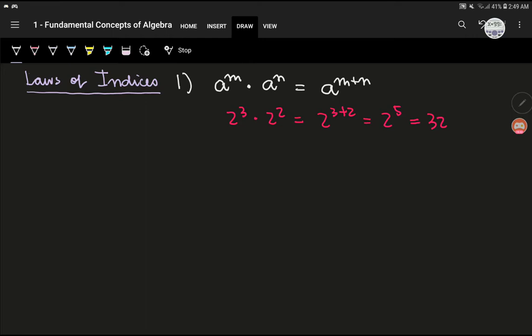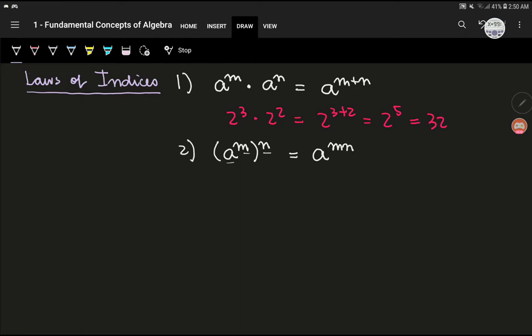The second law is when we have two indices but only one base. Let's say we have this form: a to the power of m, in brackets, to the power of n. Now we have two indices m and n but only one base a. a to the power of m is confined in a bracket, and that bracket itself is powered to n. To simplify the calculation, we simply multiply the indices, m times n, a to the power of m times n.